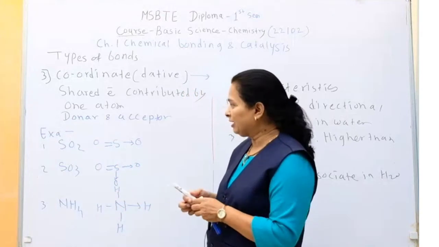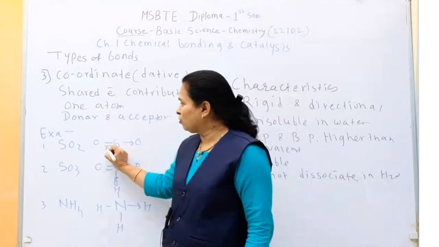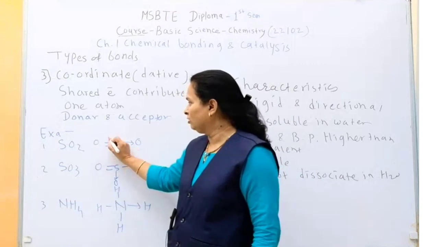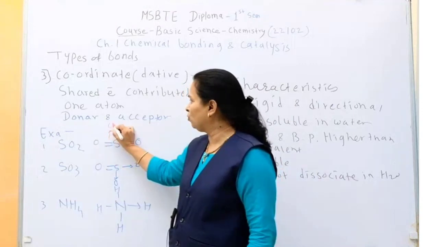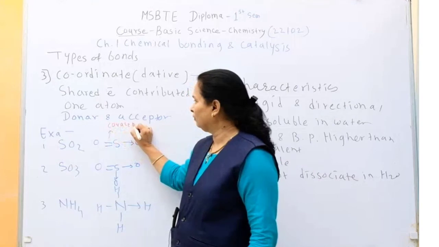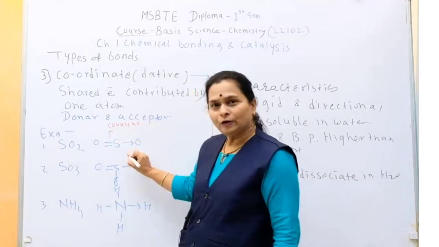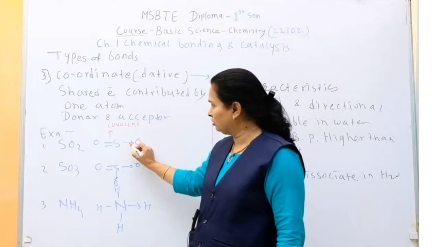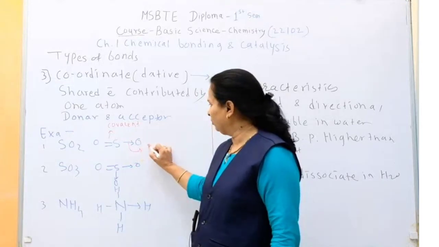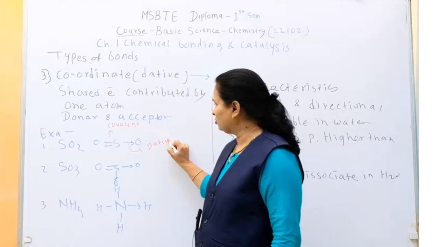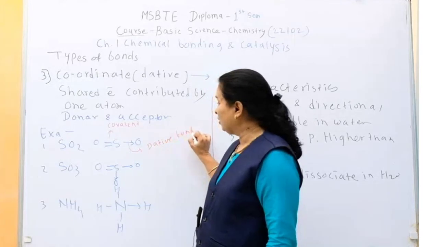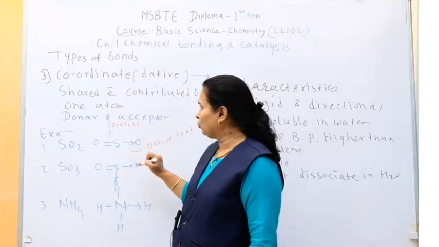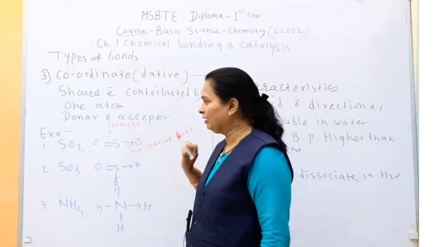In sulfur dioxide there is formation of a double covalent bond between this sulfur and oxygen. This is the double covalent bond, this is the covalent bond. And a coordinate or dative bond between sulfur and another oxygen atom. This is the dative bond. In examination, this question always asks which type of bond is present in this example. Here two bonds are present, covalent bond and dative bond.